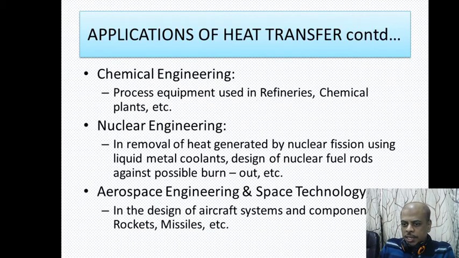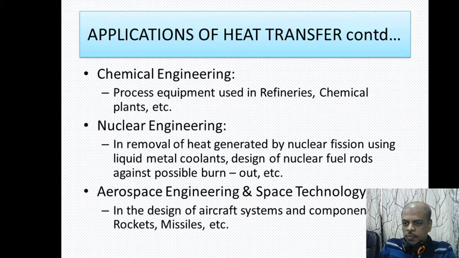Then in chemical engineering, we also see heat transfer where we use refineries. So what is a refinery? It's a big subject itself, so we will not go into that right now, but it refines something, so it is called a refinery. So, process equipment used in a refinery. Process equipment is again the equipment which helps to process certain things. It may be a chemical thing, it may be a food process industry, or something like that. For that we need process equipment.